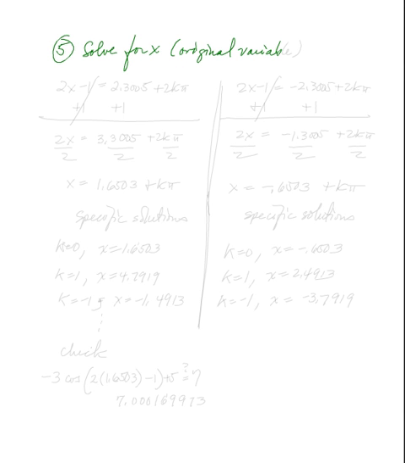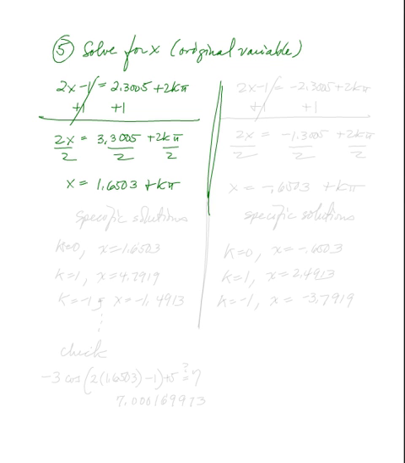So we have 2x minus 1 equals 2.3005 plus 2k pi. Here you're going to add 1 to both sides. Get 2x equals 3.3005 plus 2k pi. Now you just divide by 2. Remember, every term gets divided by 2. So you have x equals 1.6503 plus k pi. And now your other resubstitution, you add 1 also.